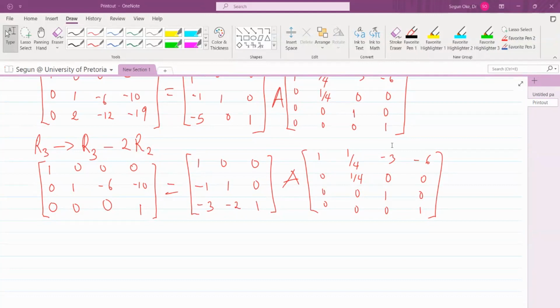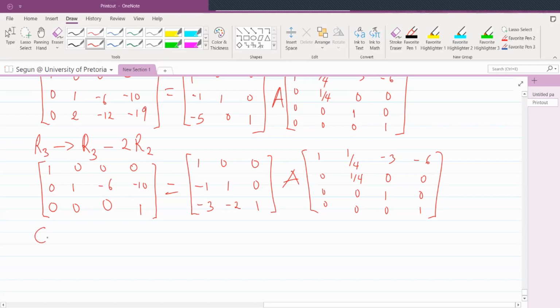What other operation do you think we can perform now? Column or row? Column, sir. Okay, thank you. For column, what? Column 3, right? Column 3, sir. Yes, sir. To be column 3.